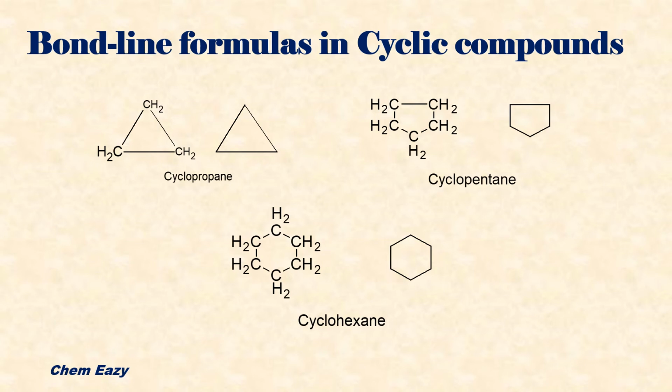As with open chain compounds, for cyclic compounds also we can draw bond line formulas as shown here. For example, this is a bond line formula for cyclopropane. So here one CH2 is present, here also CH2 and here also CH2 is there. And this is a bond line formula for cyclopentane and this is for cyclohexane.